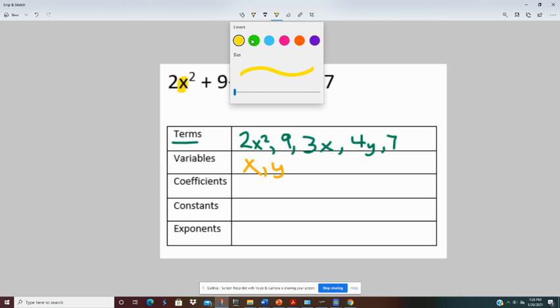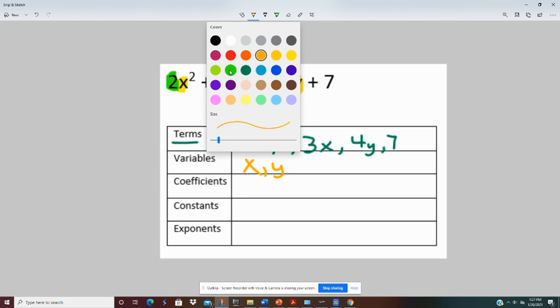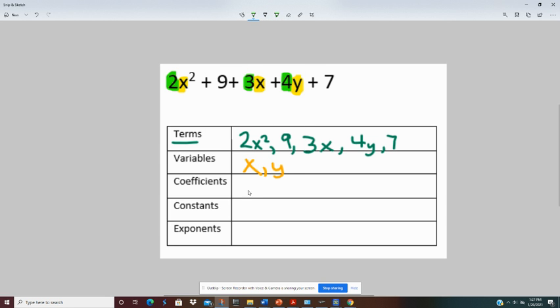Now, along with the variables, they are typically paired with a coefficient. And if there is no coefficient, you assume the coefficient is 1. But the coefficient is just the number that is in front of the variable. So looking at this, we have 2 that is a coefficient for 2x squared. We have 3 that is a coefficient for 3x. And we have 4 that is a coefficient for 4y.